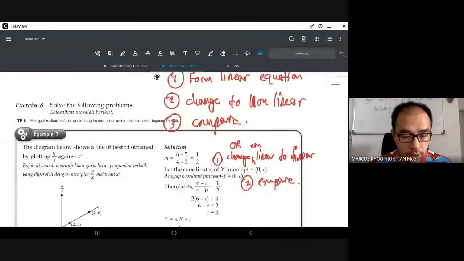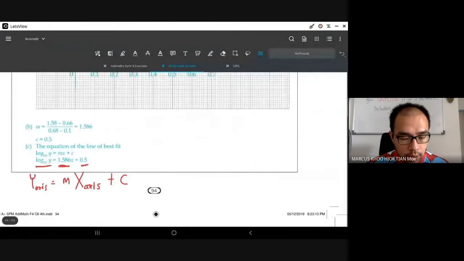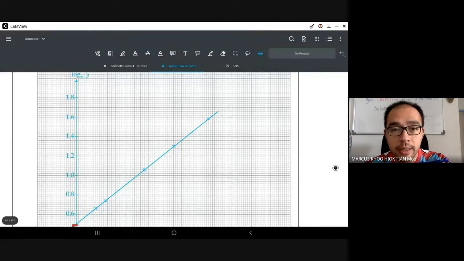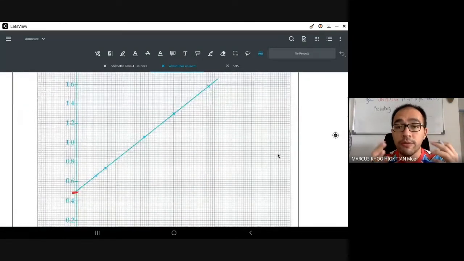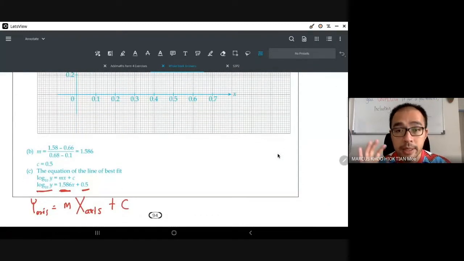Last week we looked at how to draw lines of best fit. I think that's the most important thing that we need to know in this chapter. After that, we also learned how to form the equation, so please take note of it. How to form the equation.